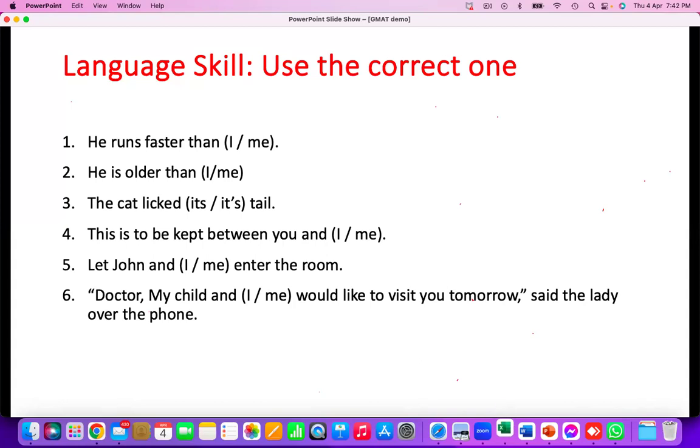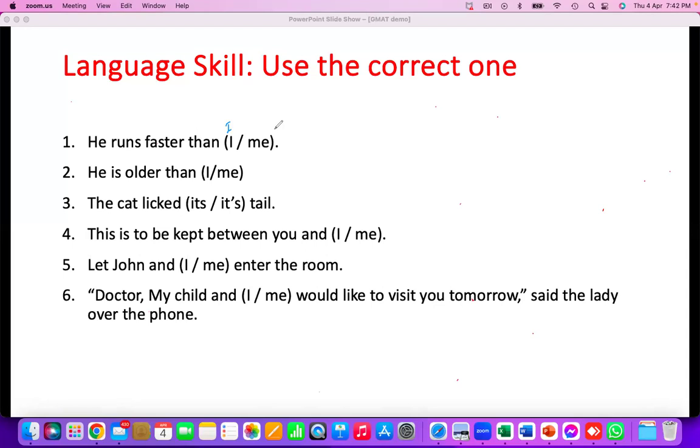Fine. So there are 6 sentences, and here you have simple errors. I want you to go through these sentences and tell me what you think is correct. Tell me the correct usage. So for example, the first one says, he runs faster than I or me. Indrani, what do you think? What is correct? It's I, right? He runs faster than I. Okay. Ronak, what is your answer?